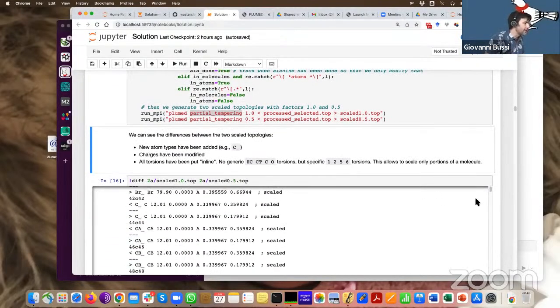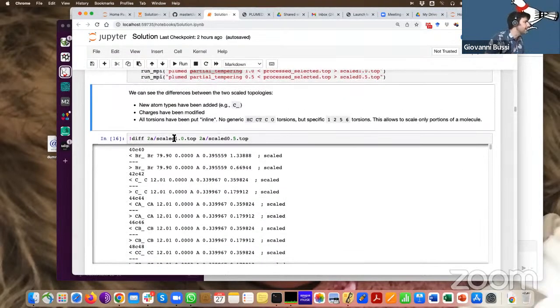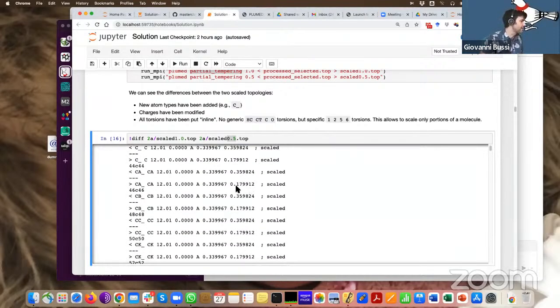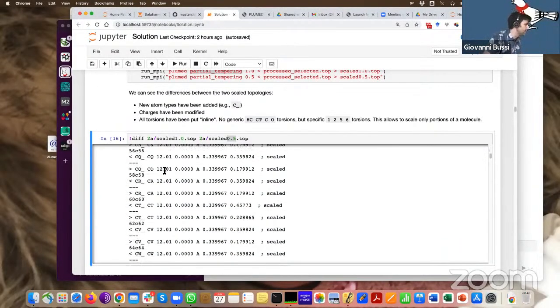Now you can look at the difference between the scaled topologies with factor 1 and factor 0.5. So you see, basically, this scaled topology contains additional atom types, which are atom types with the underscore, which are scaled down either by factor 1 or by factor 0.5. You see this is epsilon for the Lennard-Jones, it's half. So you have a lot of useless atom types because they are not used in this system, but they don't do any damage to the simulation.